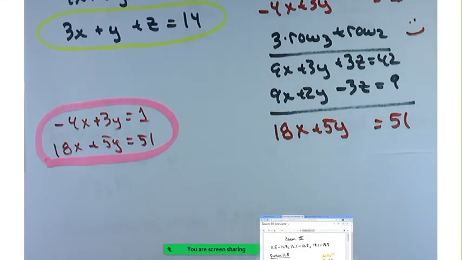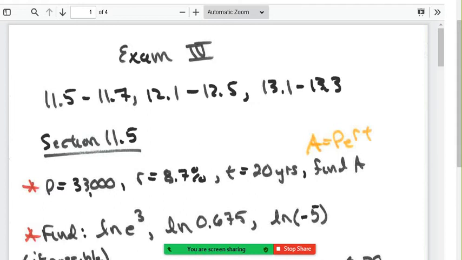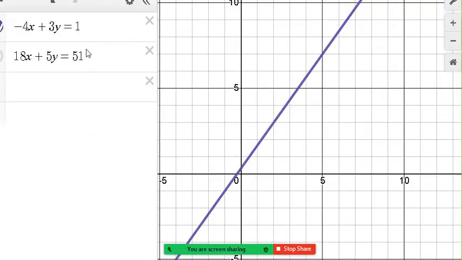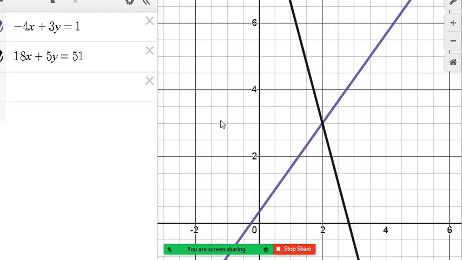Well, let me go over to Desmos. Here's the first equation. Here's the second equation. Can anyone tell me the solution? There you go. 2, 3. That's the solution. Nice. The solution is where the graphs cross each other.